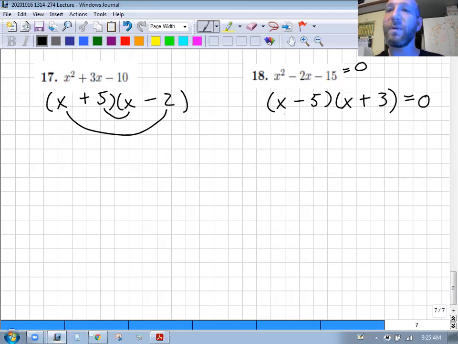The solutions would be 5 and negative 3. Because if I put a 5 right here and a 5 right here, this is 0, and 0 times 0 is 0. If I put a negative 3 in for x, this is 0, and 0 times 0 is 0.